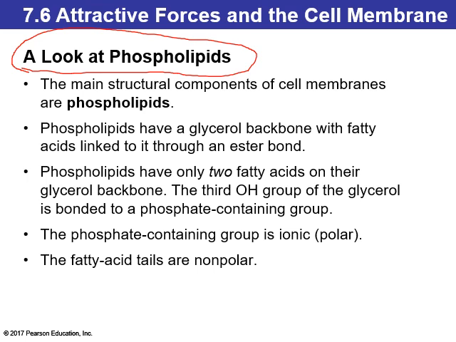Phosphate is a very polar ionic group. So it's got a phosphorus bound to 4 oxygens, and one of those 4 oxygens at least, depending on the pH, has a charge to it. It's typically going to have a -1 charge.